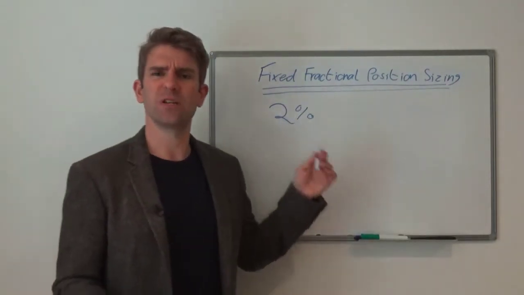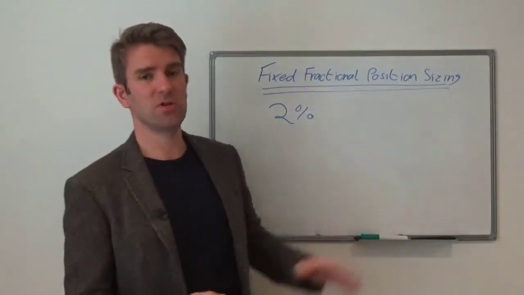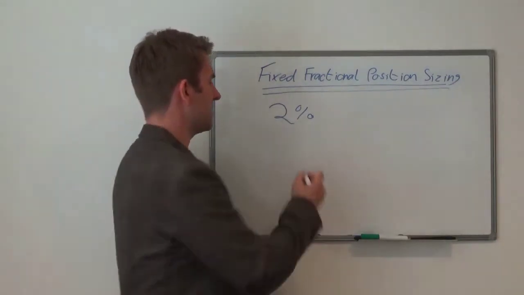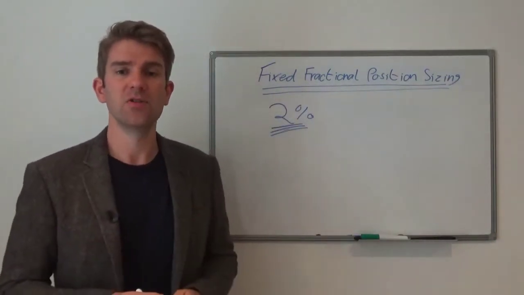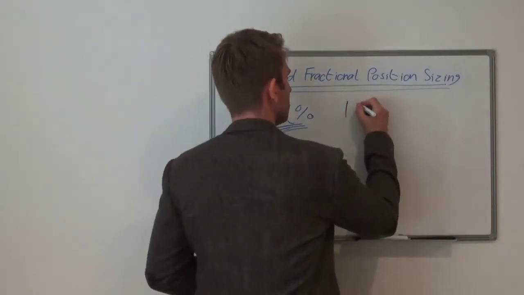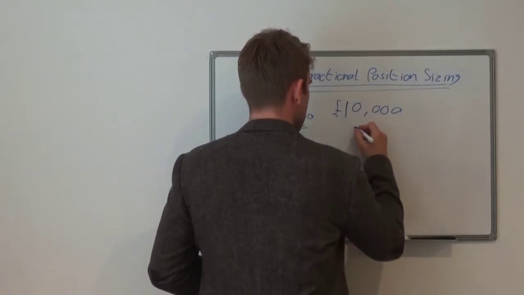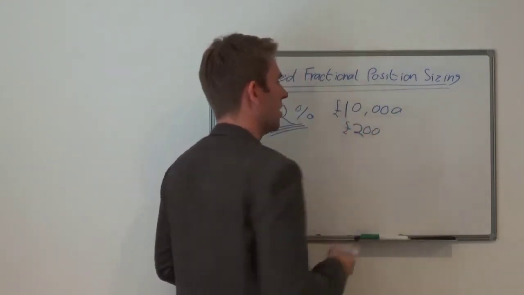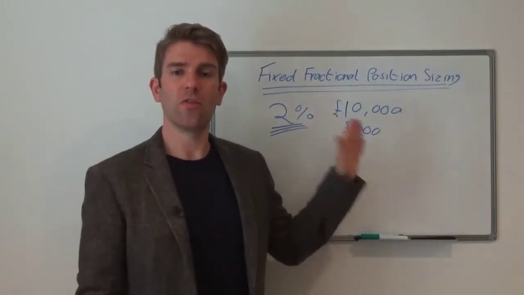Now, what does that 2% mean? Does it mean anything? What's it all about? What you're doing with fixed fractional position sizing is saying, listen, I'm only going to risk a percentage of my trading account on each trade. So if you're trading with a £10,000 account, you're only going to risk 2% of that, which is £200 per trade. Each trade you take, you cannot risk more than 2%.